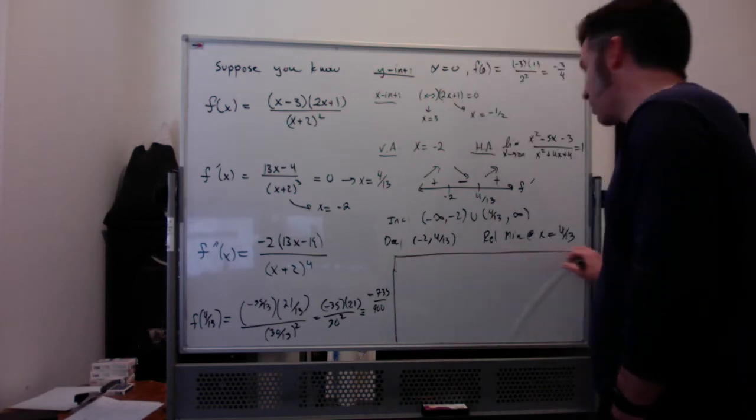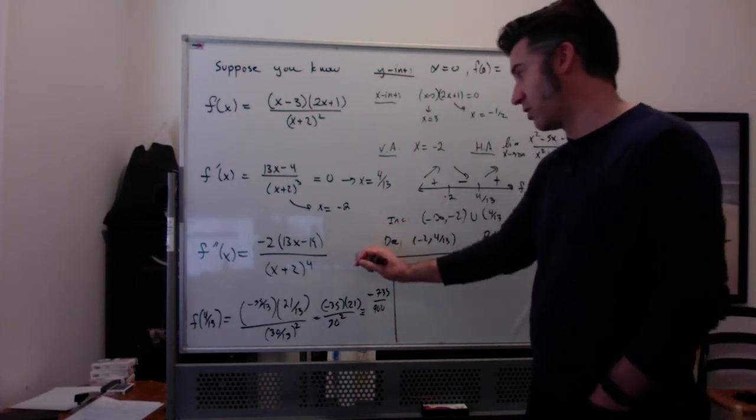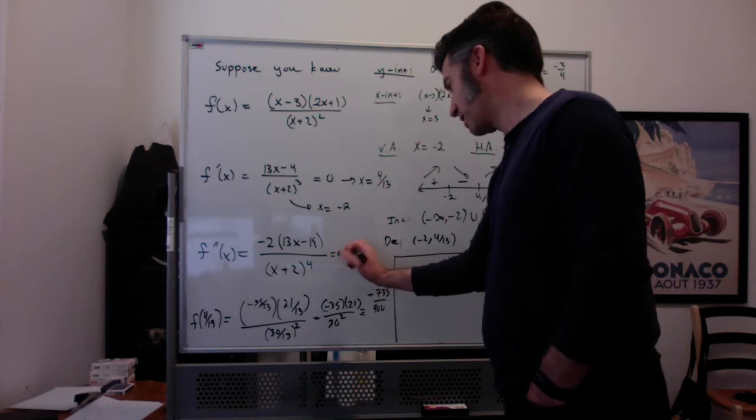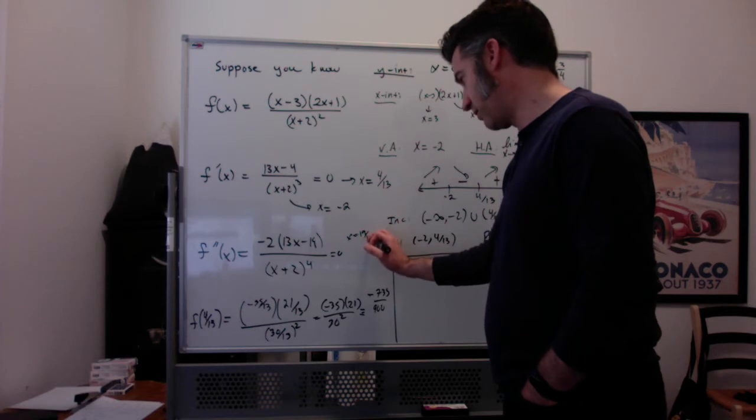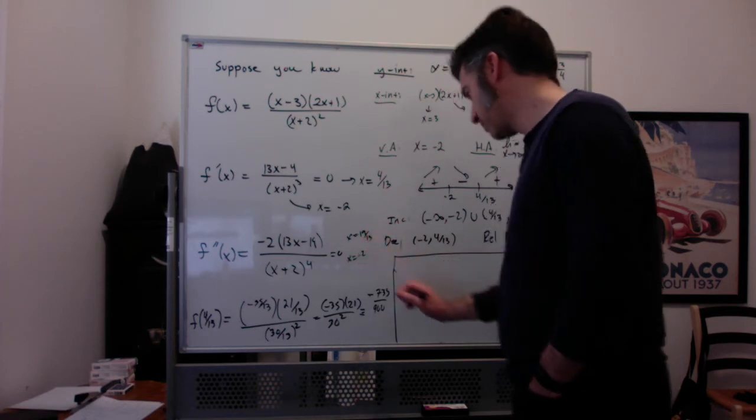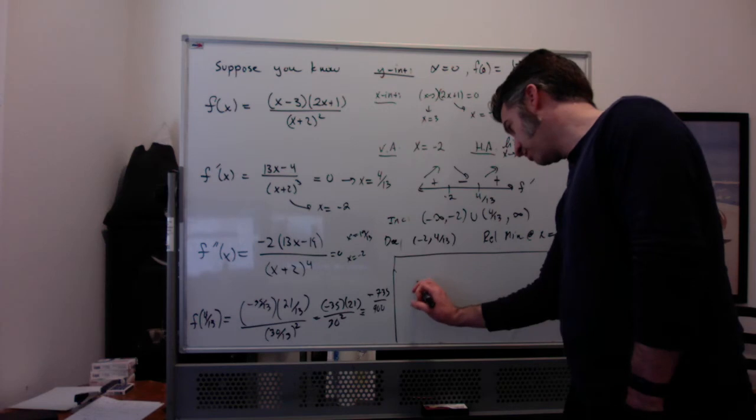All right, and then finally the second derivative stuff. Our second derivative is equal to 0 when x is 19/13. And then we also still have to include x equal to negative 2. So here's our second derivative number line.